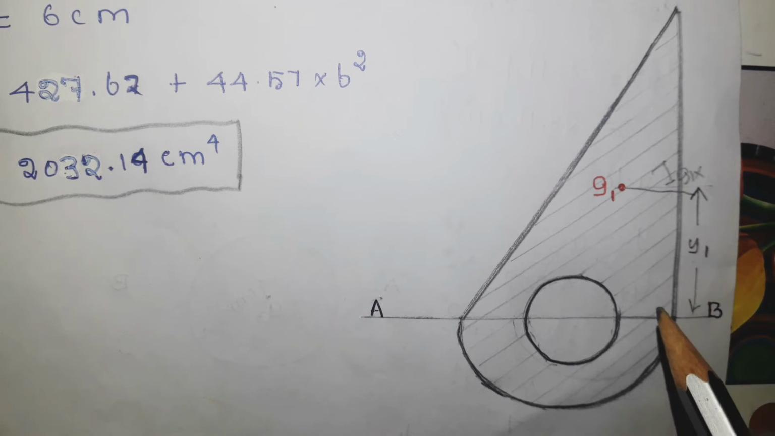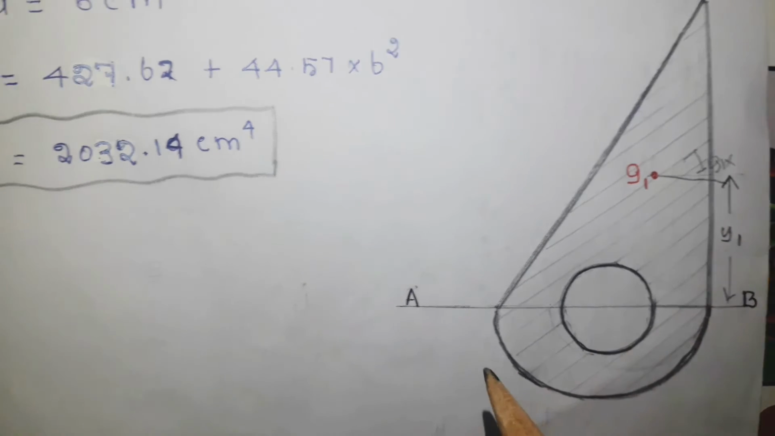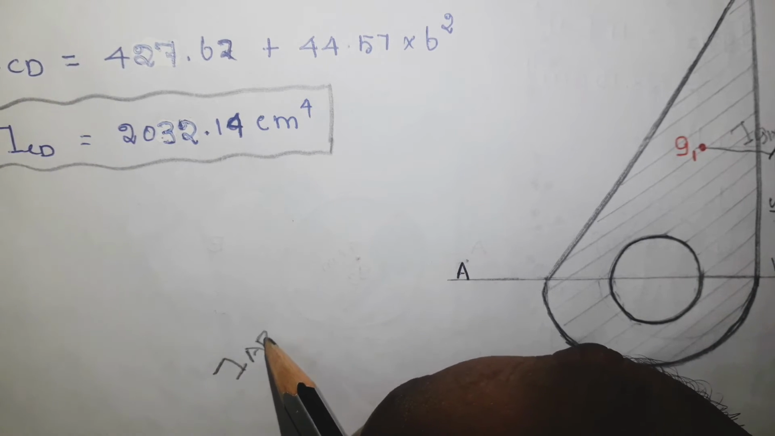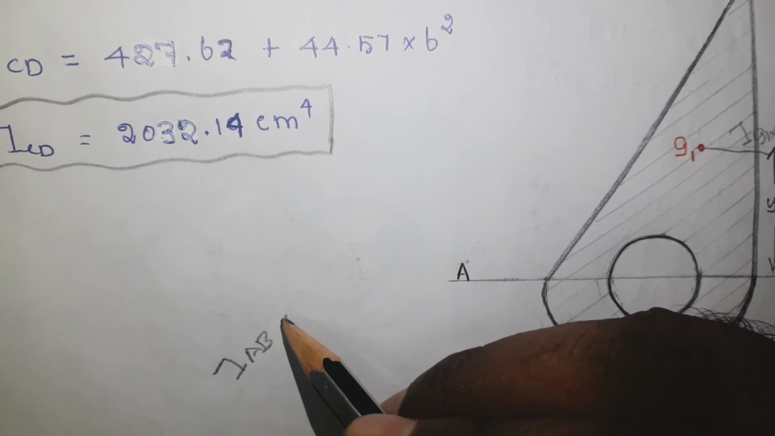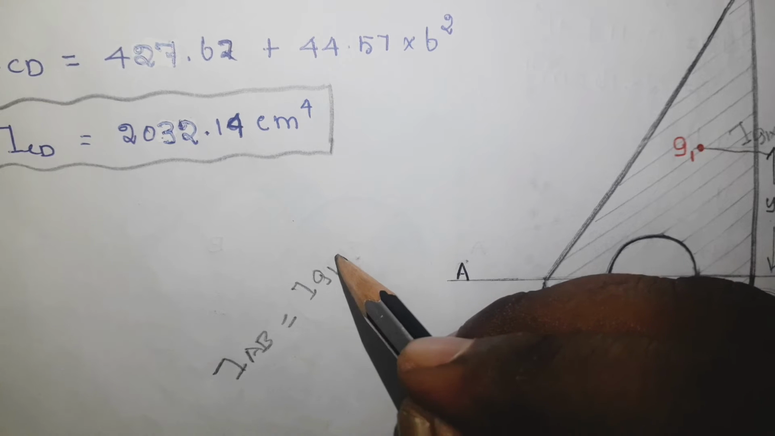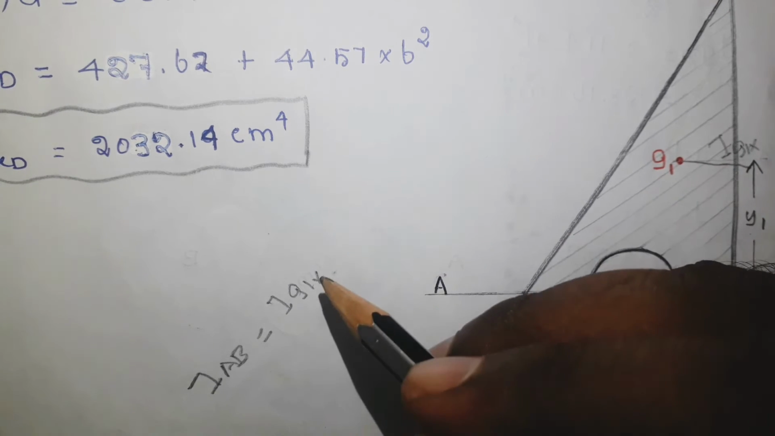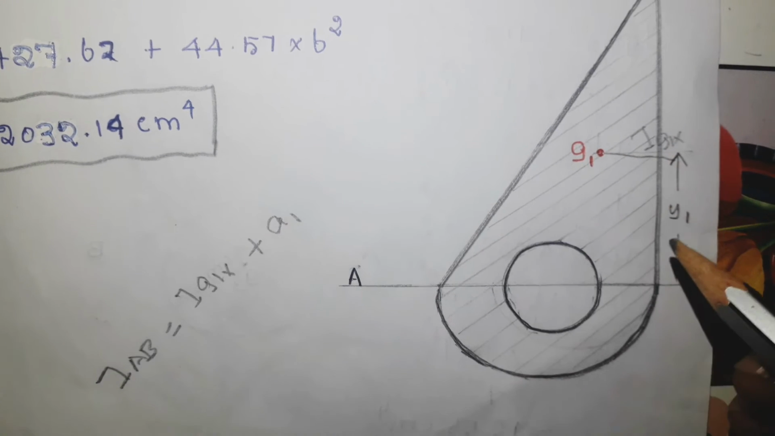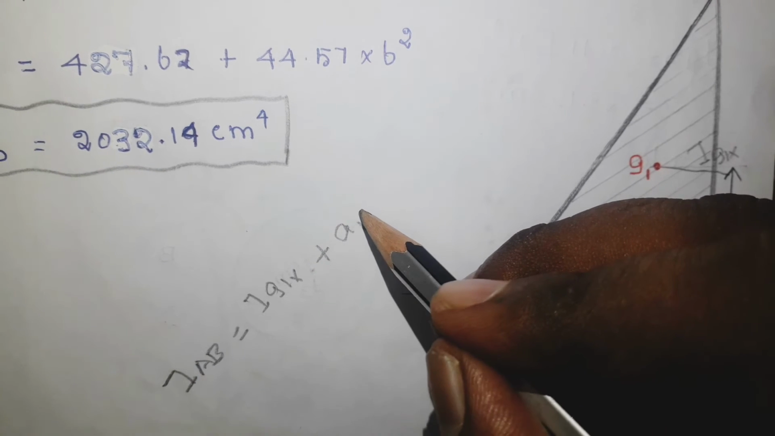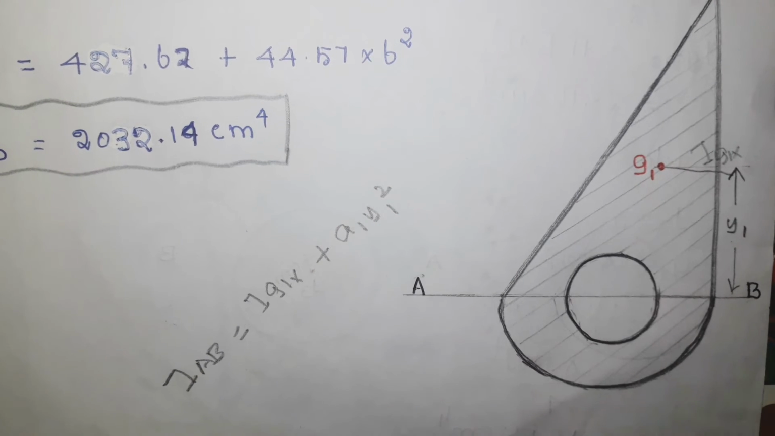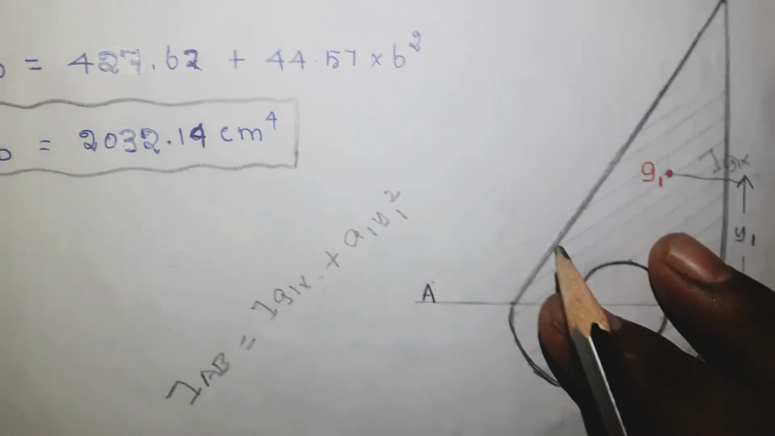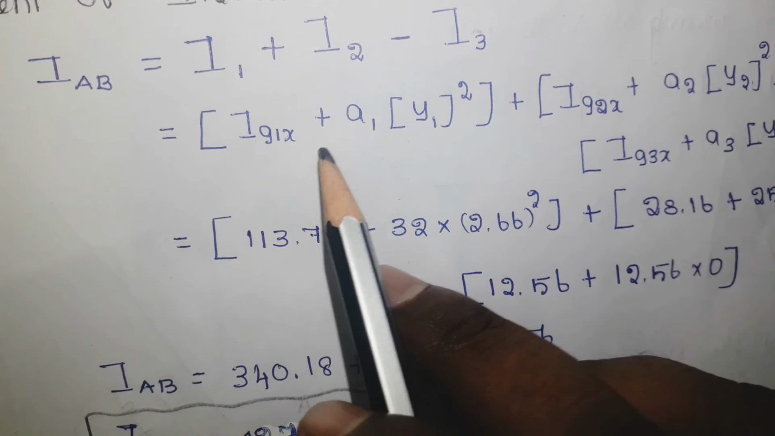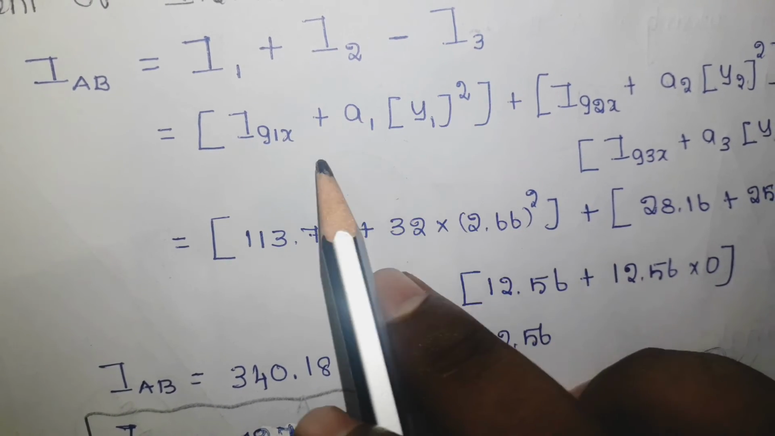Now I can apply the parallel axis theorem because these two axes are parallel to each other. According to the parallel axis theorem, IAB, the moment of inertia about this axis, is equal to IG1x, the moment of inertia about this axis, plus area of the triangle into the distance between these two axes. You see here it is y1, so y1 square. This is how you have to find it for the remaining two objects also. In this formula, it is written: IG1x plus A1 into y1 the whole square. This is for the triangle.